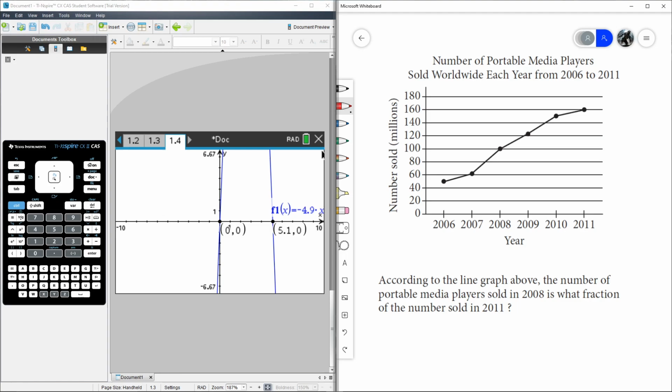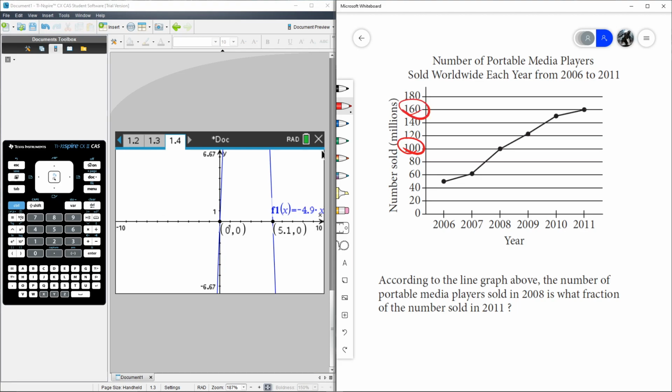So over here we have another problem. This is a free response question. Over here you can see a graph that shows the number of portable media players sold between 2006 and 2011, and you have the number and the year on your graph. According to the line graph above, the number of portable media players sold in 2008 is what fraction of the number sold in 2011? So in this case, we want to see in 2008 what the value was, which is 100, and in 2011 your value was 160.